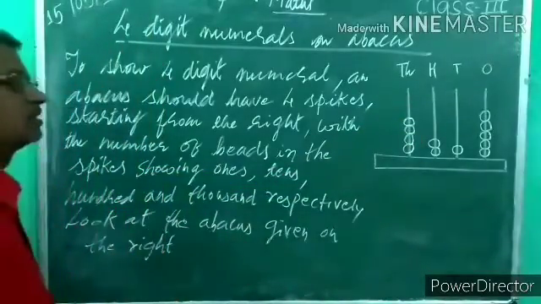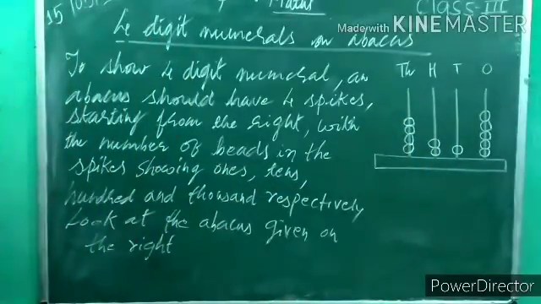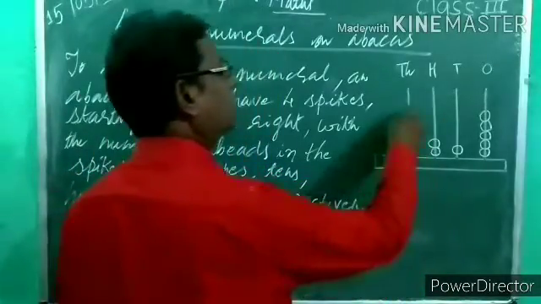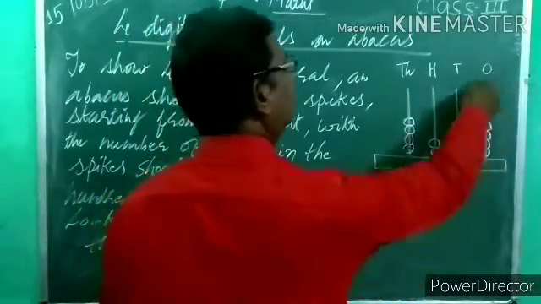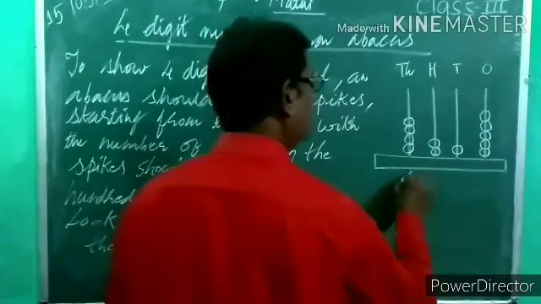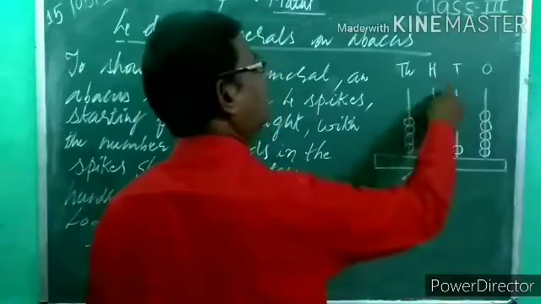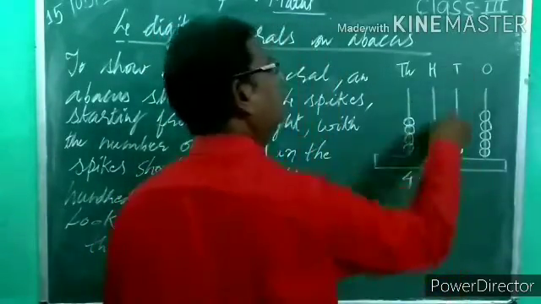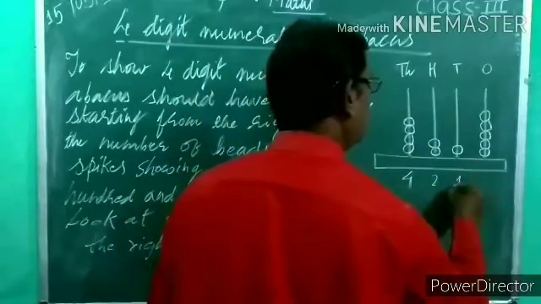Look at the abacus here. Such diagrams are called abacus. Look at the abacus given on the right side. Now how many beats are there in thousand? Look at ones, tens, hundred, thousand. 1, 2, 3, 4. How many are there? 4. Now in hundred, how many beats are there? 1, 2. So write here 2. In tens, 1 only. So write here 1.